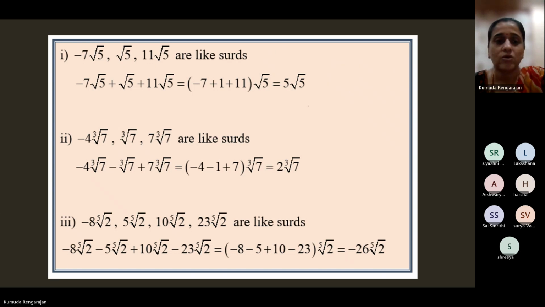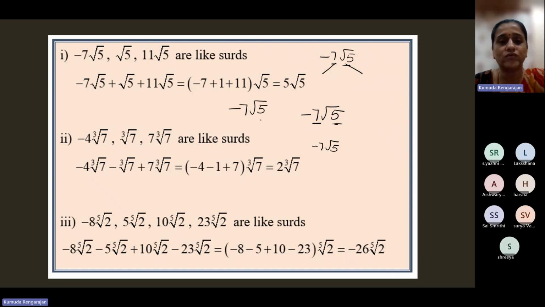Now, what is minus 7 root 5? Minus 7 is rational because it's an integer. Root 5 is irrational. Now, minus 7 root 5 is the product of a rational and an irrational. In minus 7 root 5, this is rational, this is irrational. But what about the value of minus 7 root 5 as a whole?